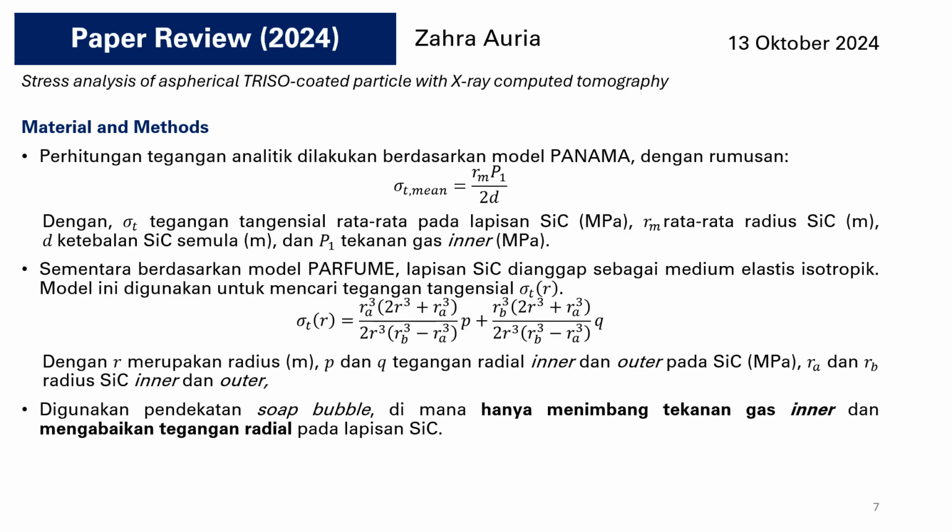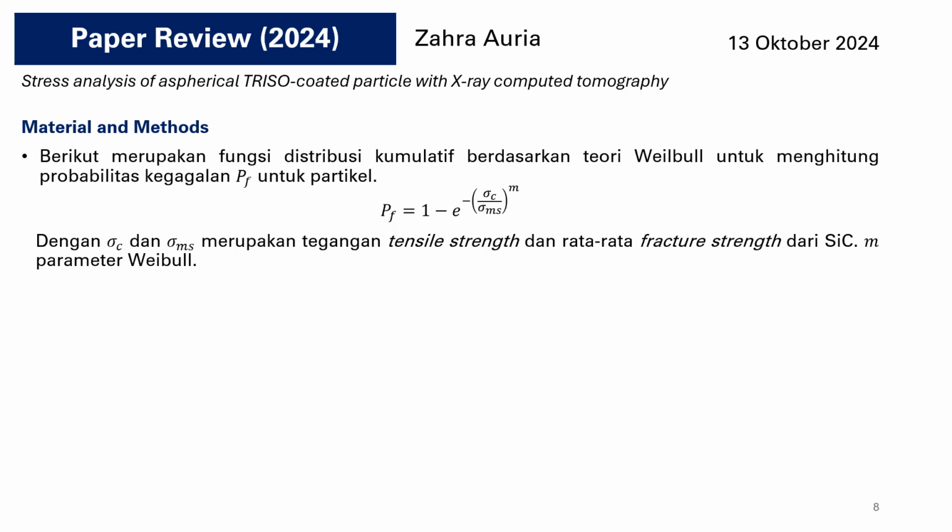Here is the cumulative distribution function based on Weibull theory to calculate the failure probability, F sub v, for the coated particle, with sigma sub c and sigma sub ms being the tensile strength stress and the average fracture strength of silicon carbide, and m the Weibull parameter.